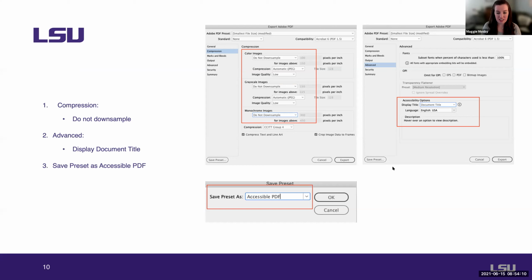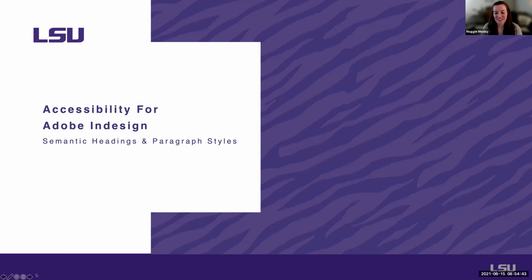Since we originally saved it for the smallest file size, the default is to compress those images, but we don't want that to happen. So you need to go in and manually choose to do not downsample. And then for advanced, you want to choose display document title. When you go and save that preset, you can name it whatever you'd like. I tend to just do accessible PDF because it's easiest for me to remember and to pick quickly. All right, and that is it for this first section.